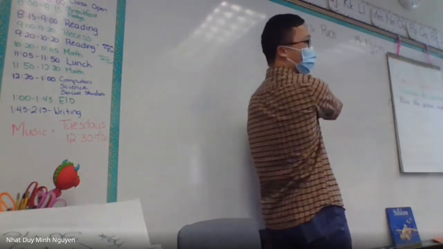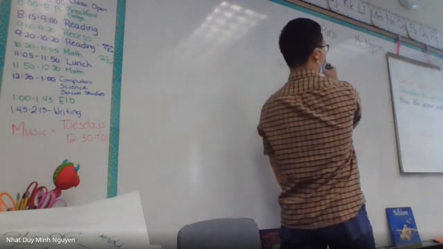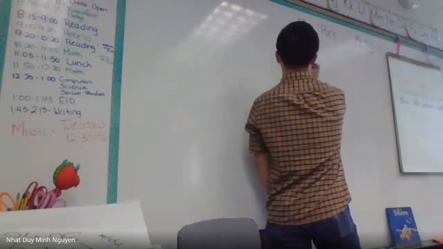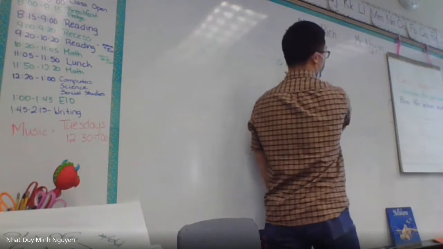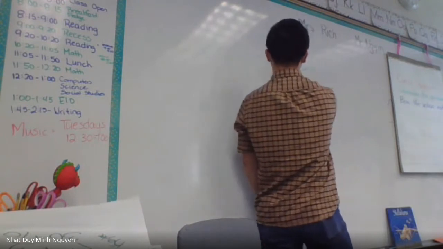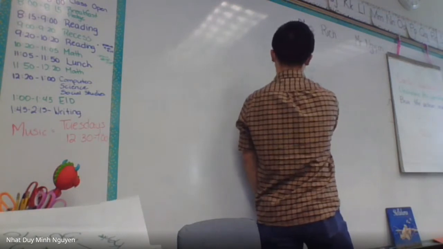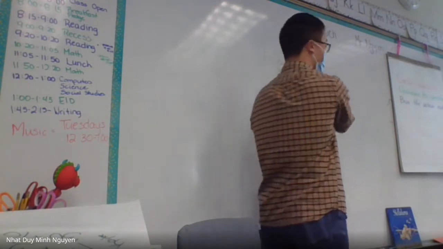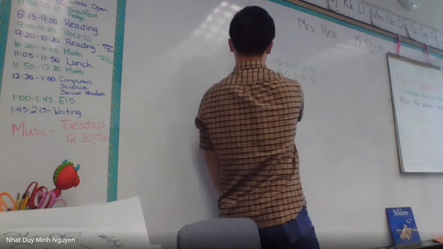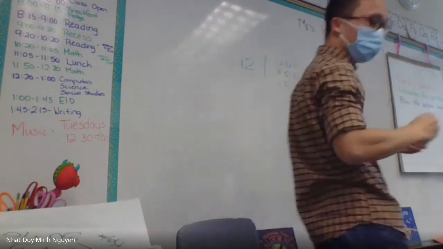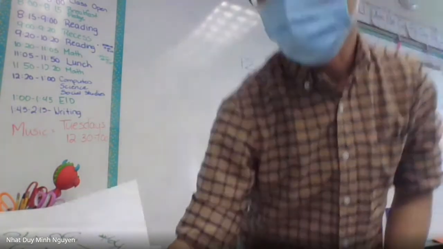So how many circles do I draw? 12. So we learned to put things in rows of 5, right? So I put 5, 5, and then 2. So I have 12 flowers. And this is my 12 flowers in a vase.